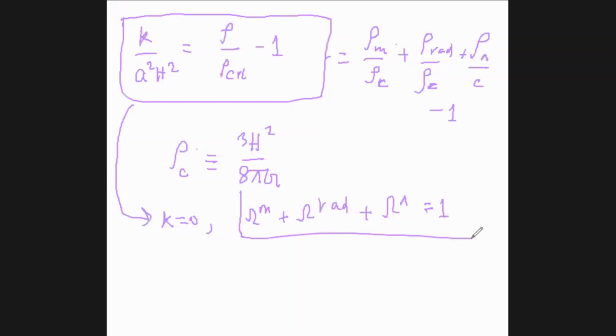Is it clear? And omega matter is how much? Rho matter by rho critical. Omega radiation is rho radiation by rho critical. And rho matter, you know how it goes: rho m0 times 1 by a cube. Rho radiation goes as rho naught times 1 by a to the power 4. And rho lambda naught is equal to rho lambda. It does not change. Is that clear?